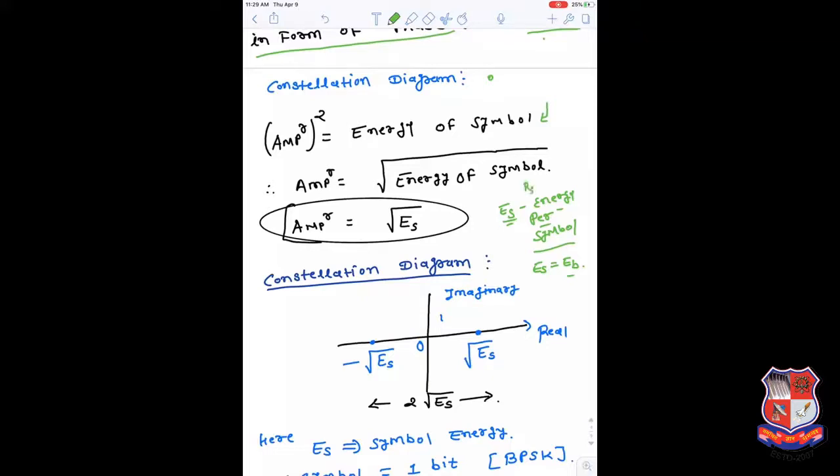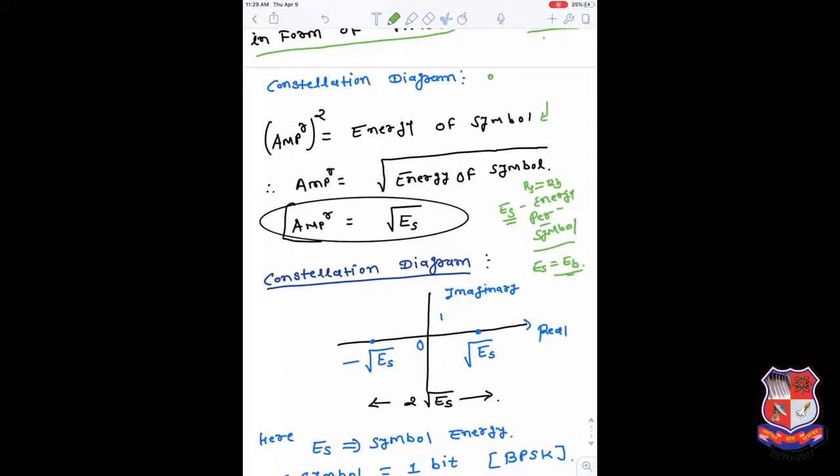So if Rs is the symbol rate and the bit rate is also equal, the energy per symbol is also equal to the energy per bit. If you look at the constellation diagram, amplitude squared is equal to the energy of a symbol. Energy is basically the amplitude squared here because we represent everything by pulses. A pulse, or symbol, has some amplitude, and if you take the amplitude squared, we get the energy. If you define this in terms of amplitude, it is the square root of energy. And if the energy of a symbol is defined by Es, the amplitude is simply the square root of Es.